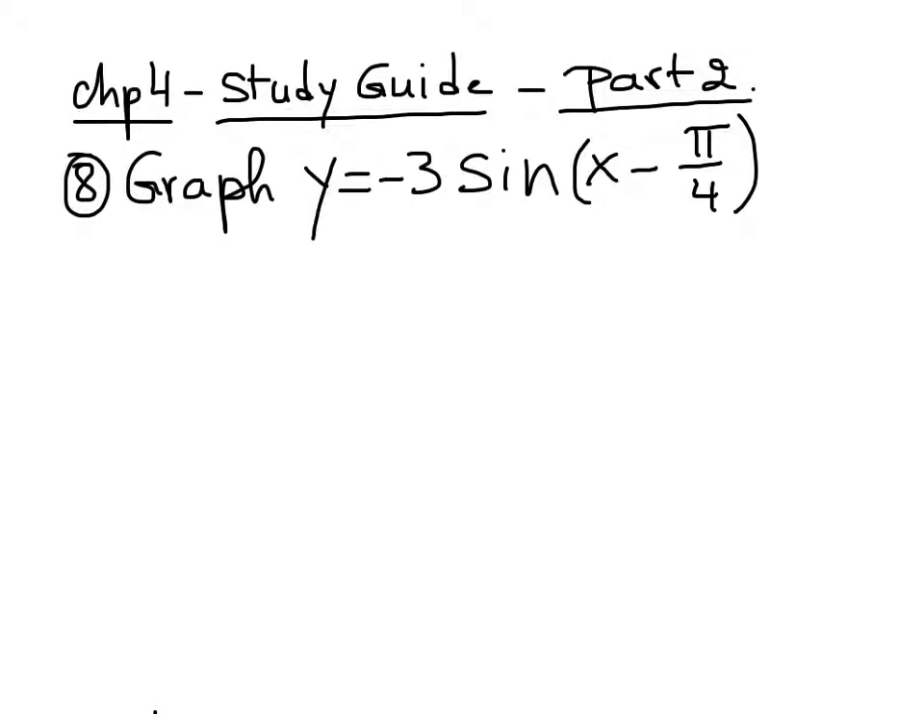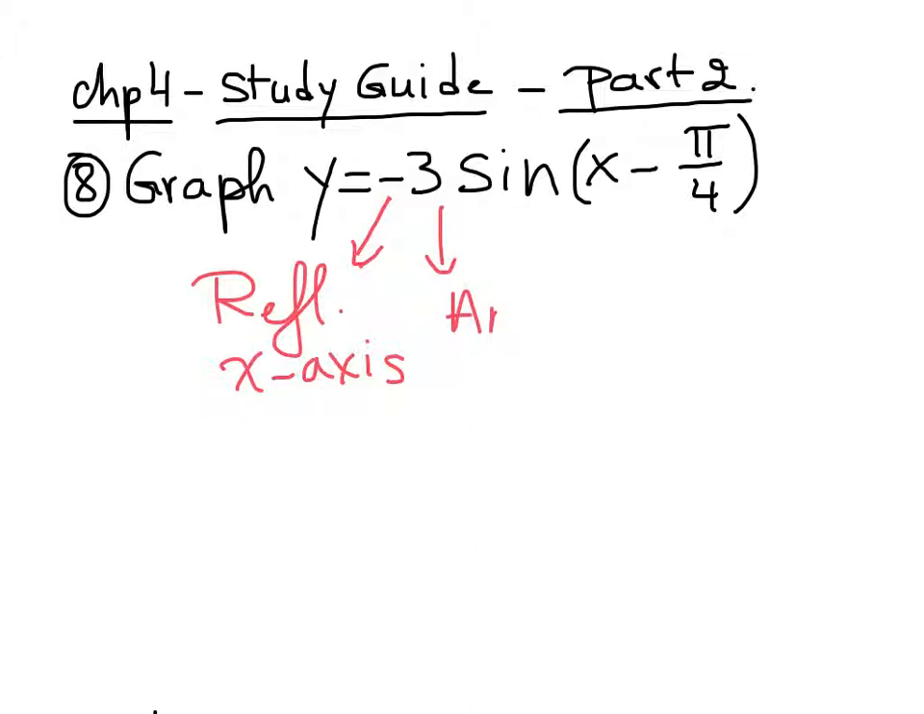Chapter 4 Study Guide Part 2. Number 8. We're graphing Part A. I need you to recognize the negative reflection over the x-axis. 3 is the amplitude, and this is going to give us the period, where it starts, where it ends.